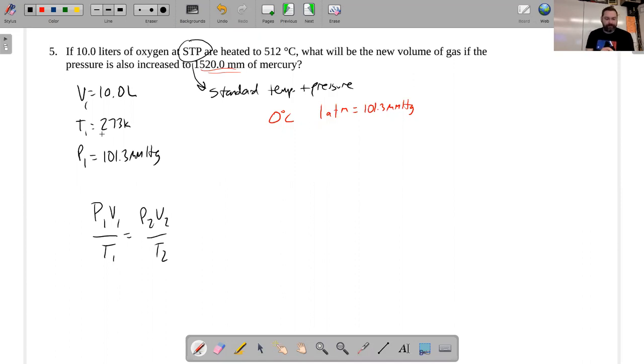Temperatures must be in Kelvin. So anyway, what's the new volume if the pressure is also increased to 1520?